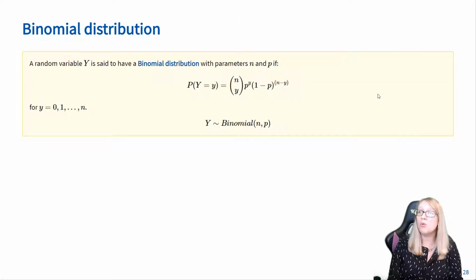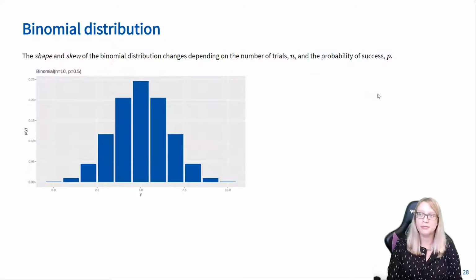So a random variable y is said to have a binomial distribution with two parameters, or two numbers that control the distribution, n and p, if the probability that y is equal to y is n choose y times p raised to the y, times 1 minus p raised to the n minus y. The number of approvals, or the number of successes, can go from 0, 1, 2, all the way up to n. So we say that y is distributed binomial with n and p.